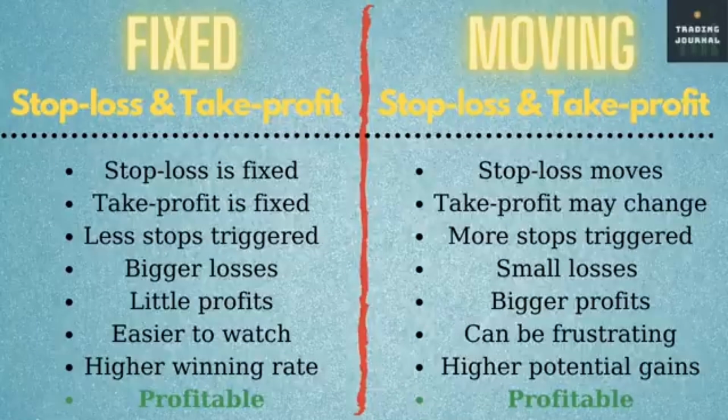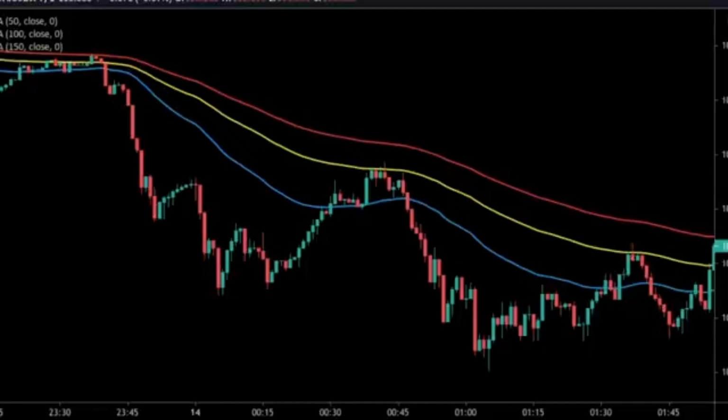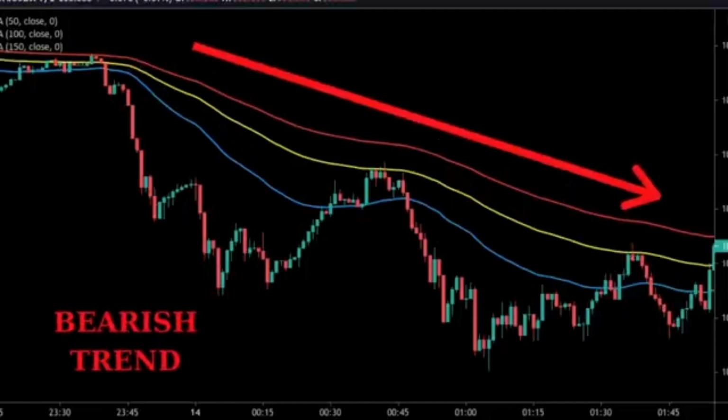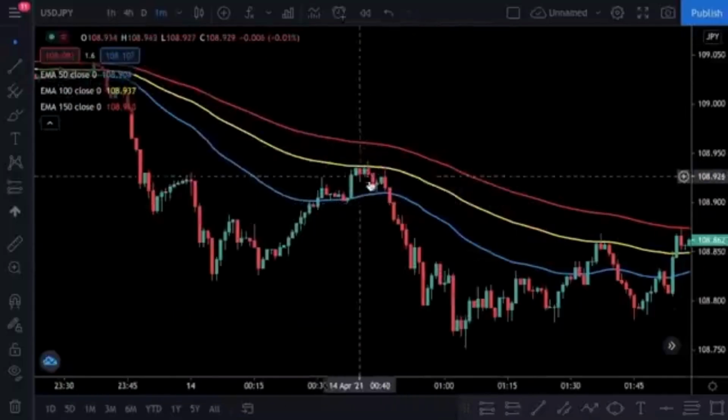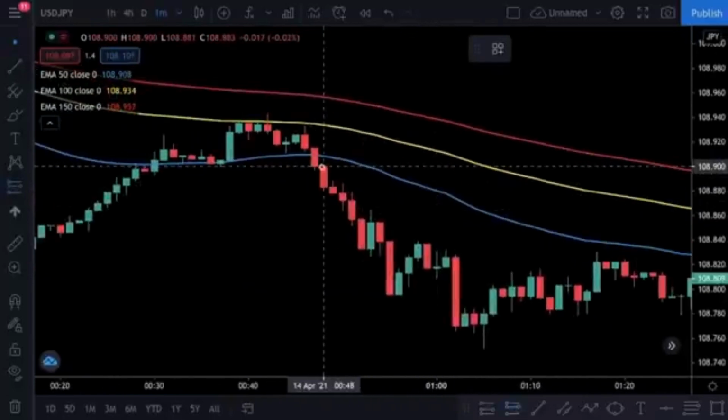But still, both of the strategies are profitable. You can stick with the one that you feel comfortable with. It really depends on what type of trader you are. Let's move on to the short setup. In this setup, there is a clear bearish trend. And lines are not close to each other. So, we will wait for a candle to break above the 50 EMA, and test the 100 moving average. Here, you can see a perfect entry.